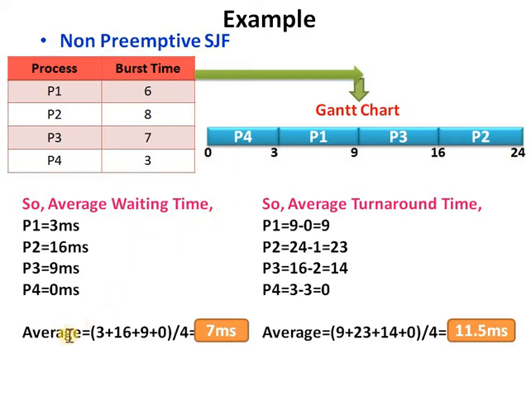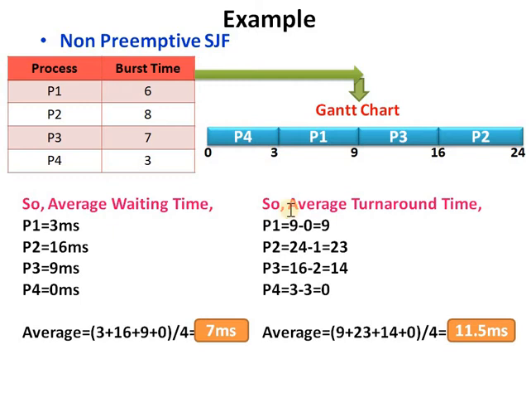Then, we are calculating the average waiting time for all the processes. How to calculate? The waiting times of all the processes divided by the total number of processes. So, 3 plus 16 plus 9 plus 0 divided by 4, that is 7. So, 7 milliseconds is the average waiting time for all the processes.